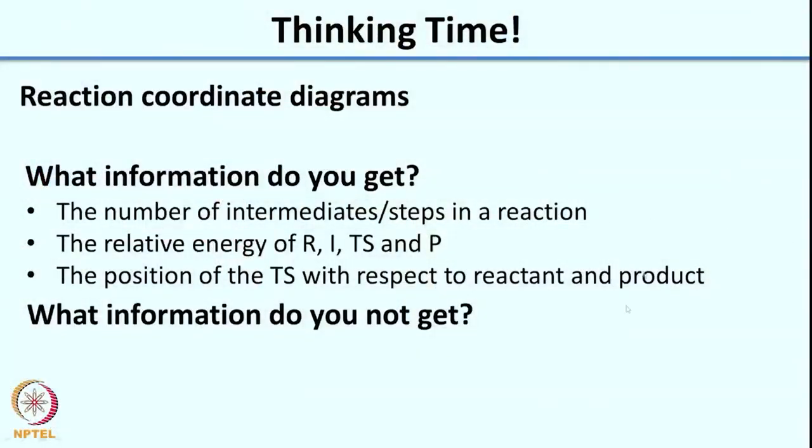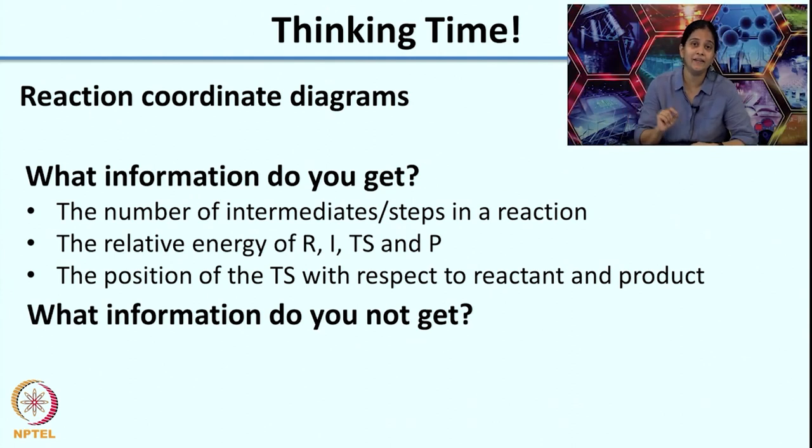Now again, when we spoke about what information you get from the reaction coordinate diagrams, the first two things we looked at were the relative energies of the reactant, product, intermediate and transition state. This relative energy gives us a lot of information regarding the type of the reaction. Now, we have not yet discussed what the position of the transition state with respect to reactant, product and intermediate can tell us about the reaction.